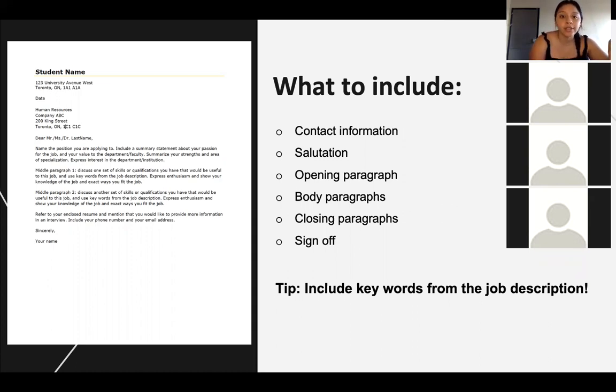So the first paragraph is called the opening paragraph. Why is it? Because, like the word says, it's just a nice way to introduce yourself and explain where you found the position, what position you're applying for, and then just a quick one or two sentences explaining why you would be a good fit for it. So, kind of summarizing your strength and area of specialization. And the main point of the opening paragraph is to express interest in the position that you're applying for, right?